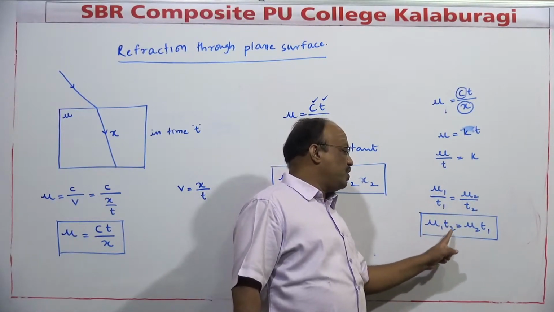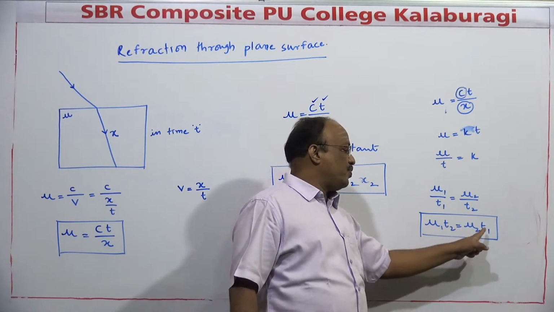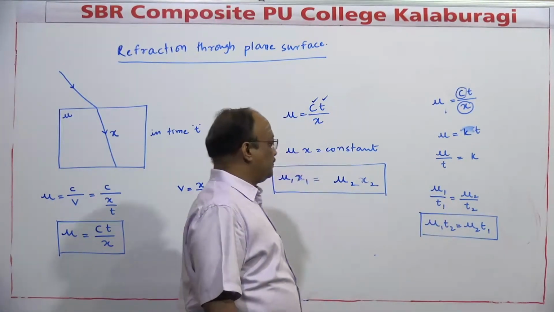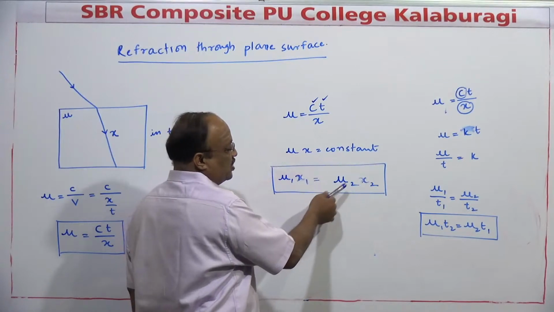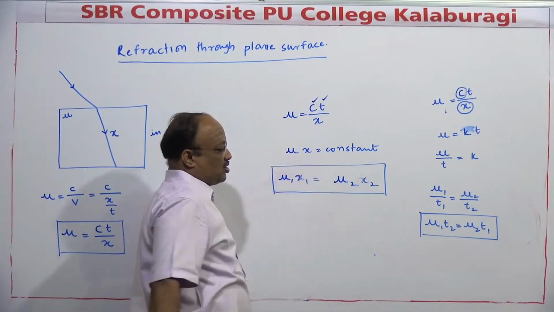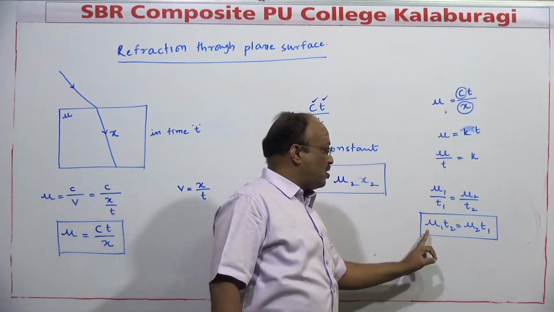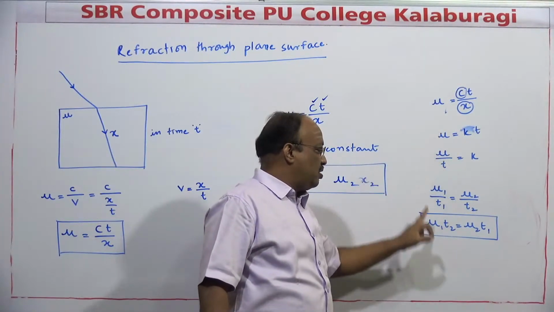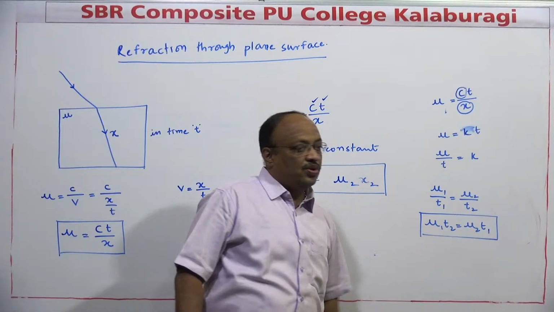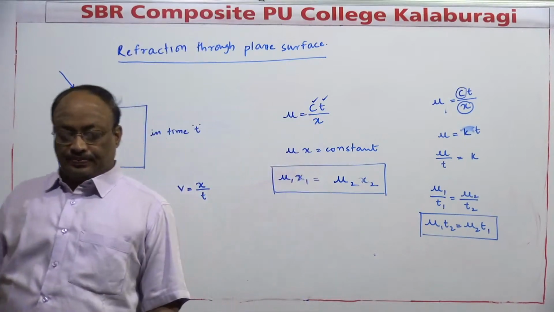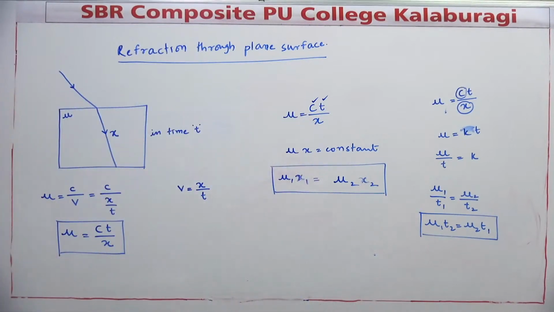So mu1 t2 is equal to mu2 t1. If time is constant, mu1 x1 is equal to mu2 x2. If distance is constant, then mu1 t2 is equal to mu2 t1. So the main expression is mu is equal to ct by x.